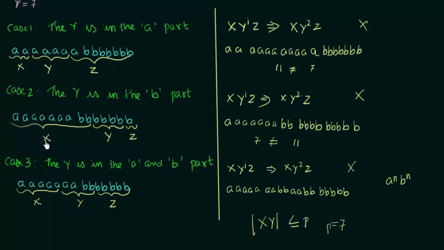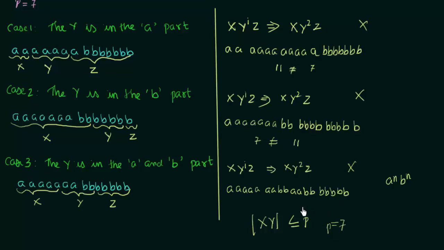What about case number 2? x and y. x contains how many? 1 2 3 4 5 6 7 8 9, and along with y, 10 11 12 13. So 13 is not less than or equal to 7, so it does not satisfy here. And if you check here also, x and y together: 1 2 3 4 5 6 7 8 9, it's 9. So 9 is not less than or equal to 7. Even the third condition is not satisfied in this case.